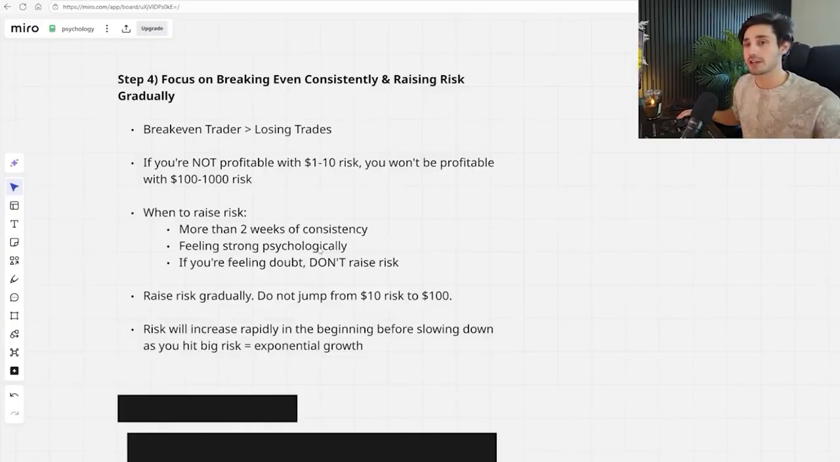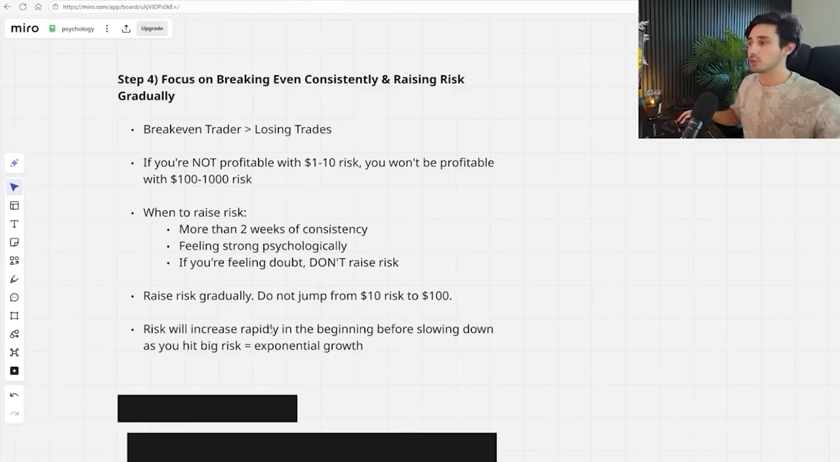You want to be raising your risk when you're feeling good, you're feeling confident, you have consistency, you now have a track record of success with smaller risk, and that justifies you raising your risk. If you're kind of in doubt and you're not sure, don't raise your risk. You should be raising your risk when you're psychologically strong, okay?